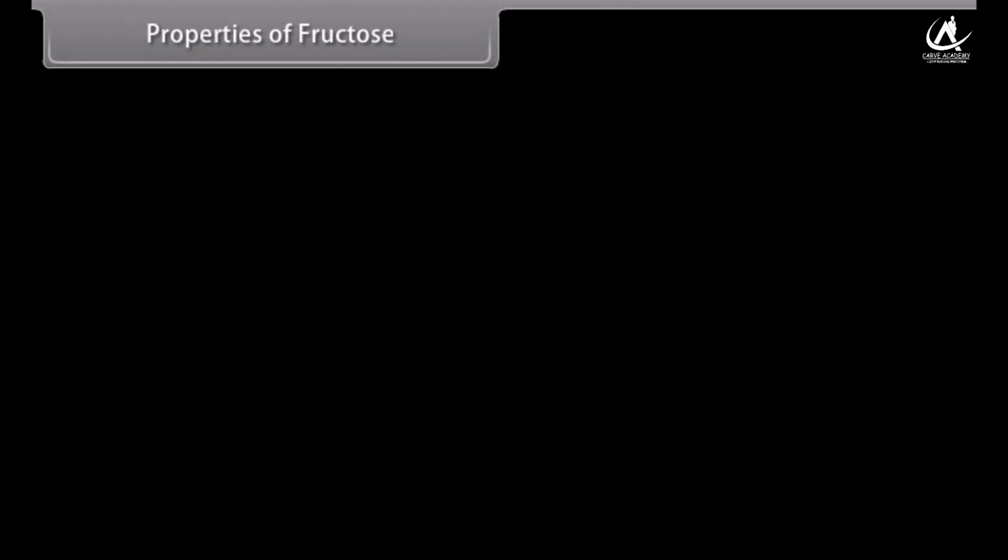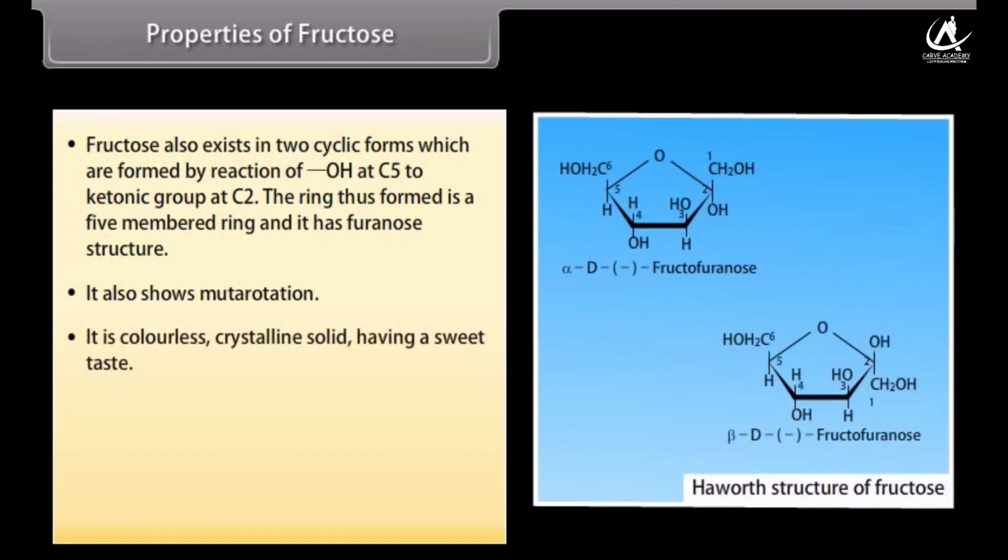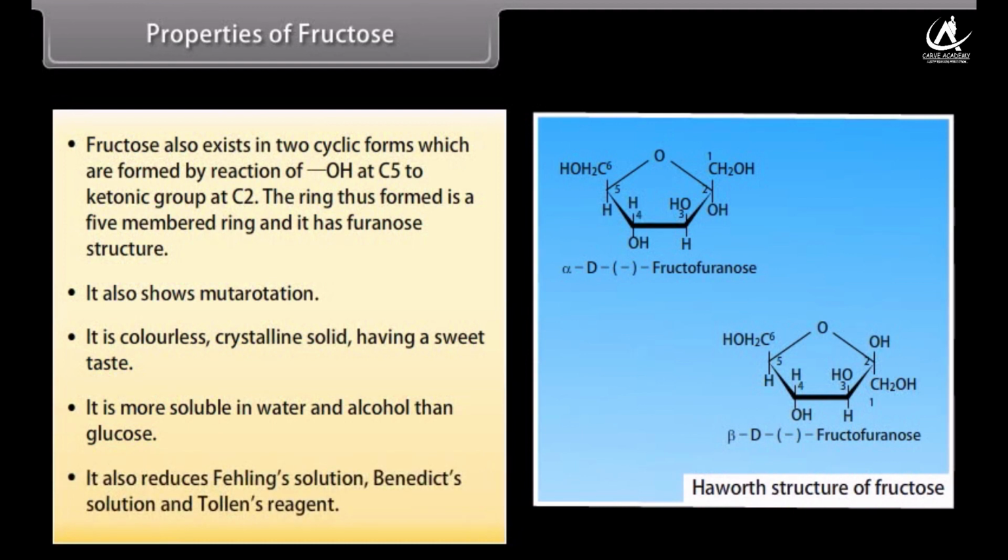Properties of fructose. The important properties of fructose are the following. It also exists in 2 cyclic forms which are formed by reaction of the OH at C5 with the ketonic group at C2. The ring thus formed is a 5-membered ring and it has furanose structure. It also shows mutarotation. It is a colorless, crystalline solid with a sweet taste. It is more soluble in water and alcohol than glucose. It also reduces Fehling's solution, Benedict's solution, and Tollens reagent.